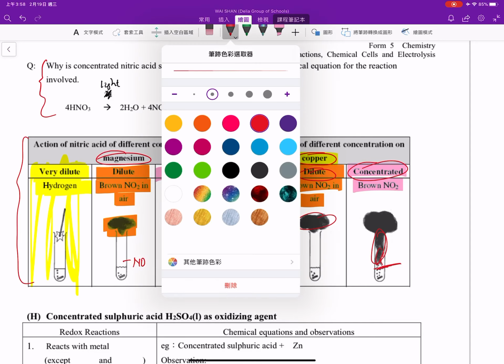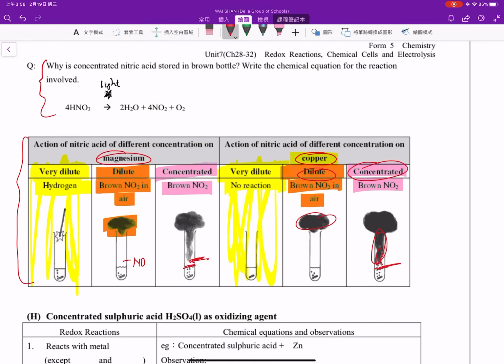And the types of reaction are different. These are the easy things that we have learned in Form 4. But these two are the redox reactions we have learned, and the oxidizing agent is HNO3. Okay.